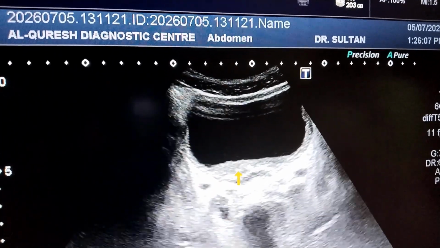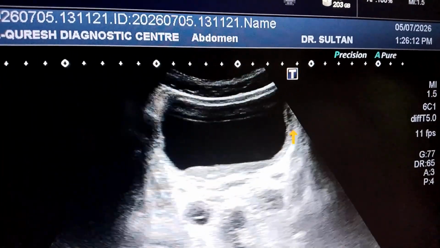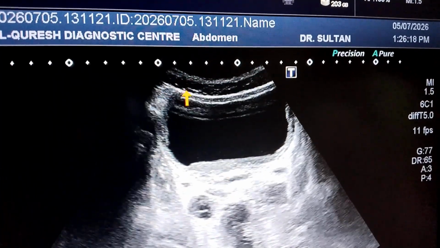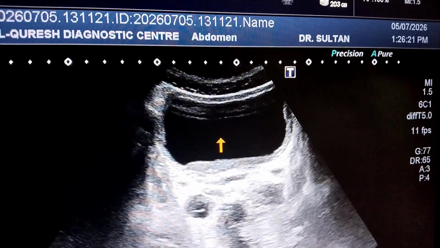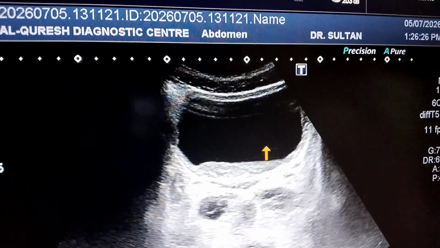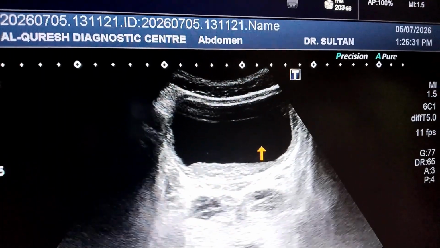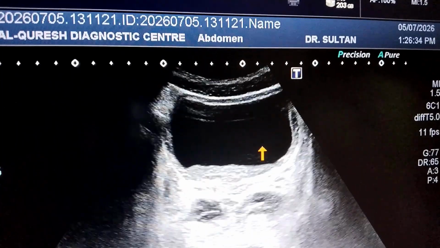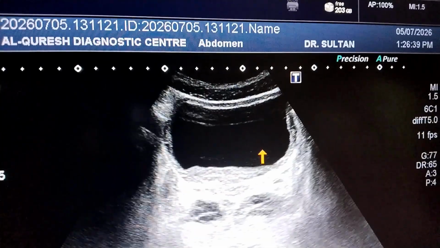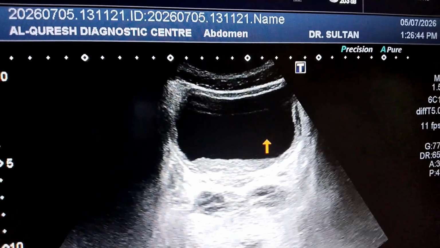settled at the dependent portion of the urinary bladder, and this is the wall of the urinary bladder, which is thick all around. You can say that it is diffusely thick walled. So whenever there is such a sonographic picture and the complaint of urinary complaints, then we should focus on the urinary bladder, and also we should see the kidney. I have seen the kidney already, they are normal looking.